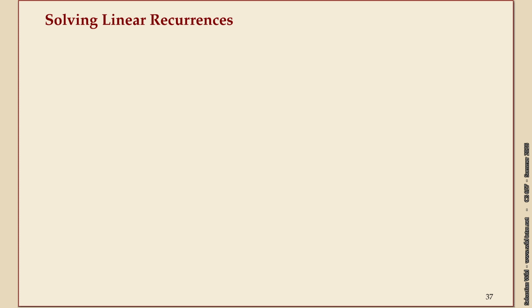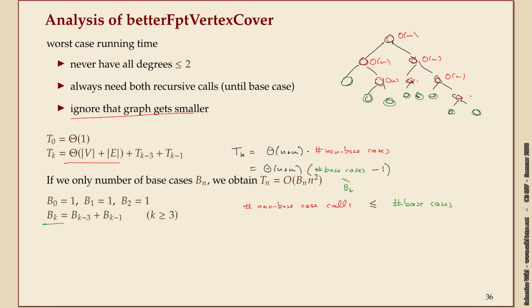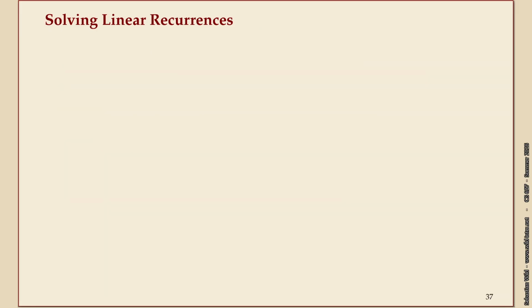So let's find out. What I want to show on this simple example, and I'm trying to do it live so that you see the method without any shortcuts, is this. Let's copy the recursion first. We have B2 is B1 is B0 is 1, and we have BK is B(k minus 3) plus B(k minus 1). And we'd like to solve this, or at least get a feeling for the exponential growth.